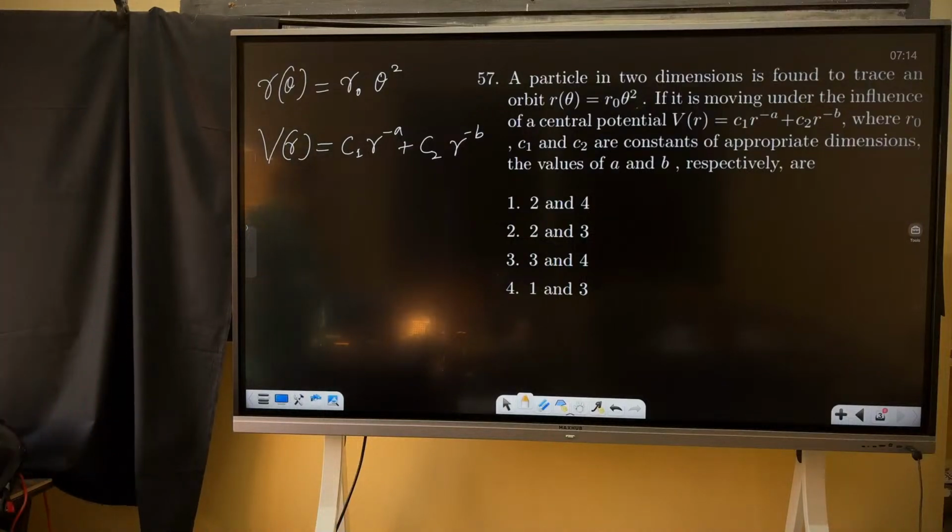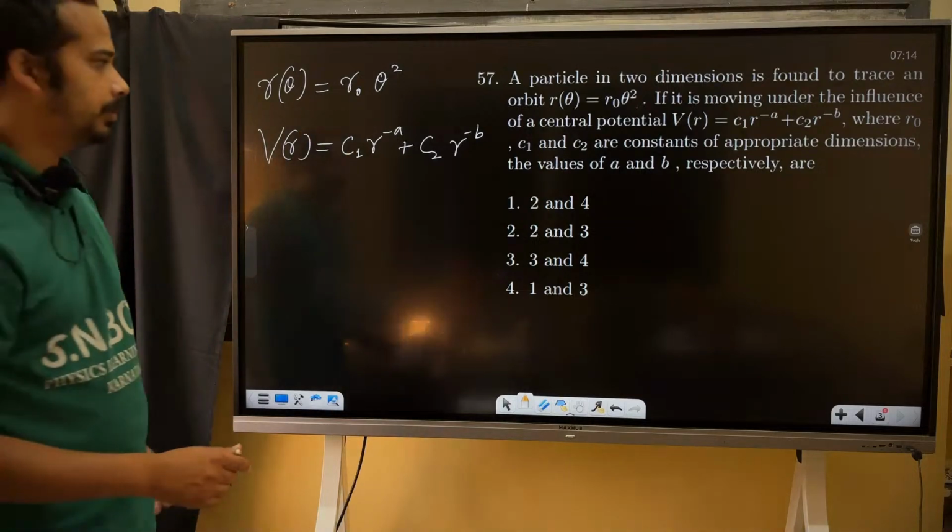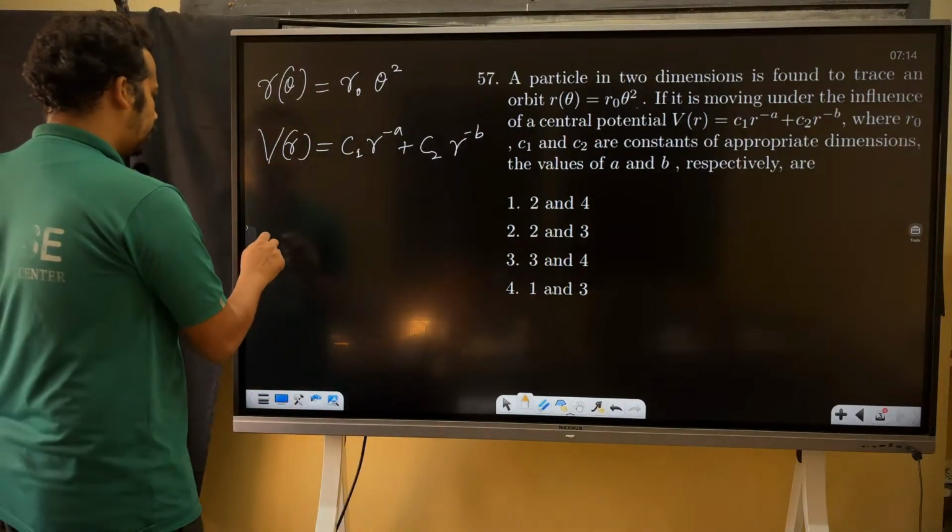So c1 and c2 are constants of appropriate dimension, with values of a and b respectively. R as a function of theta is given. What you have to find is the force law from that potential. Can you recall the differential equation of orbit?